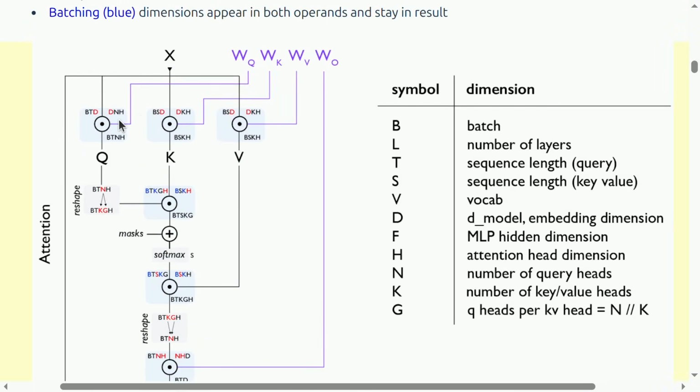And just as a quick refresher, the X you project it using a query matrix, a key matrix, and a value matrix. You'll see here that we have n, which is the number of heads, and h is the dimension of each head. So the query matrix is batch times sequence times number of heads times the head dimension. And for K and V, instead of having n, we have k, which we'll see later, a potentially smaller number of key-value heads.